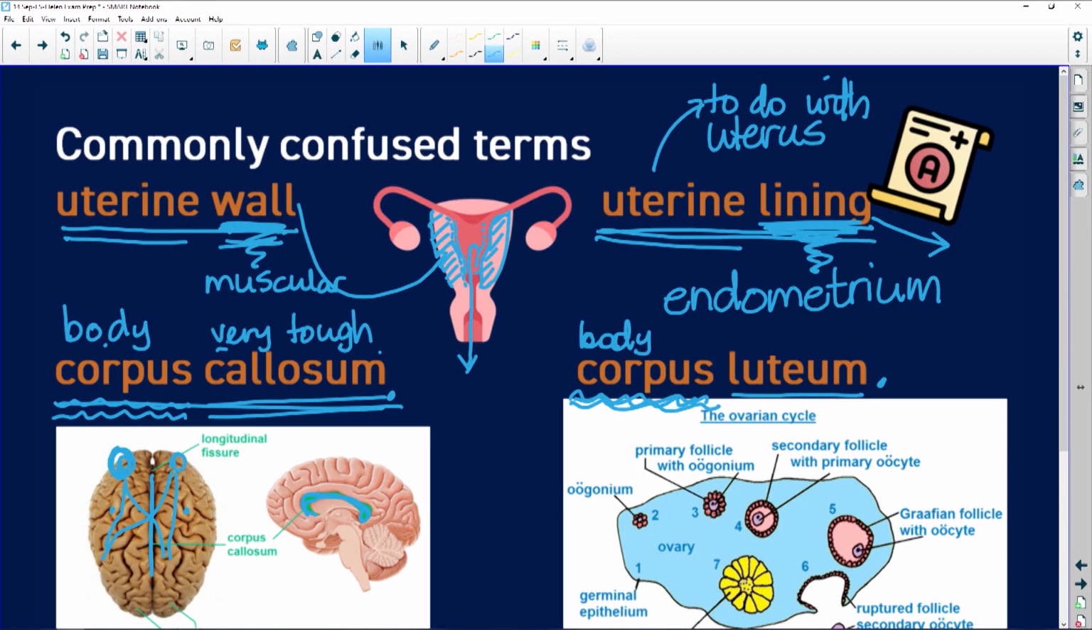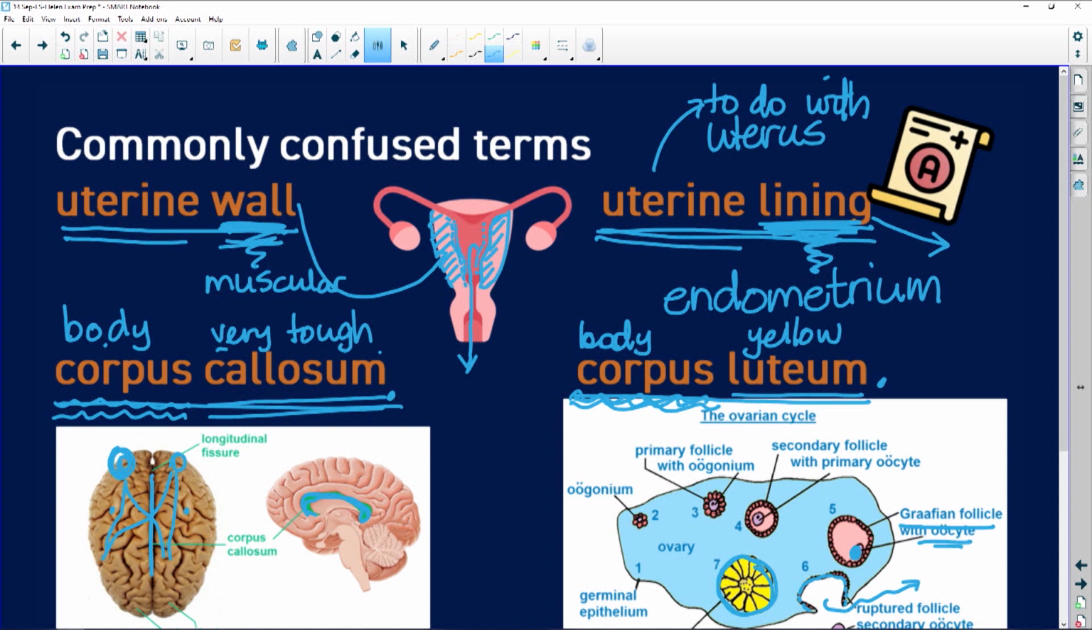Corpus luteum, and the word luteum means yellow, is the body that is produced from the Graafian follicle. Once the Graafian follicle bursts and allows the oocyte to move out during ovulation, what is left of the Graafian follicle very quickly becomes this yellow body called the corpus luteum.